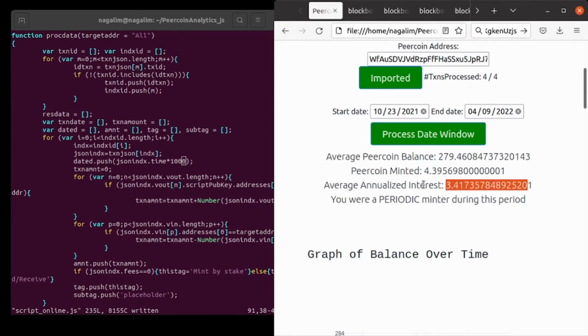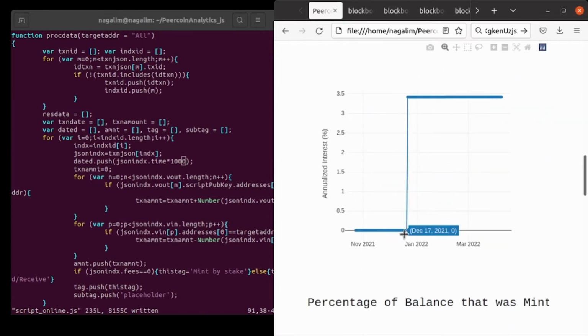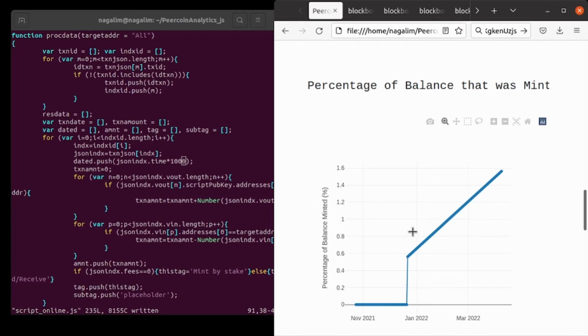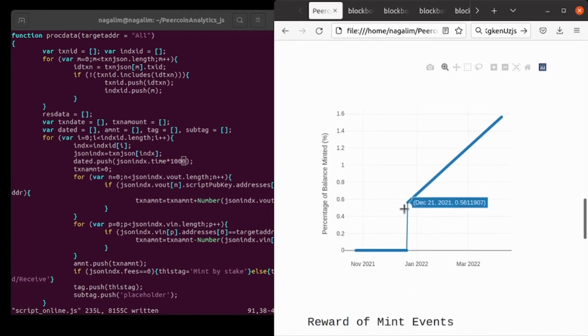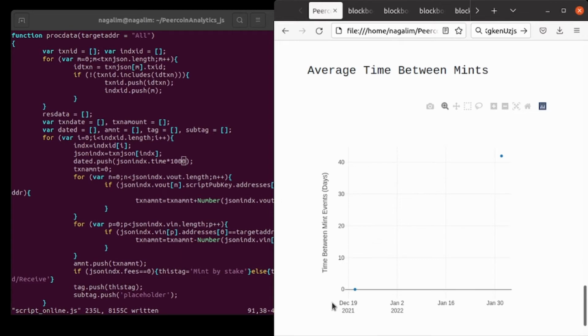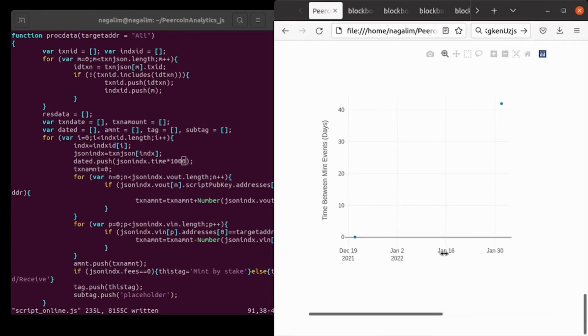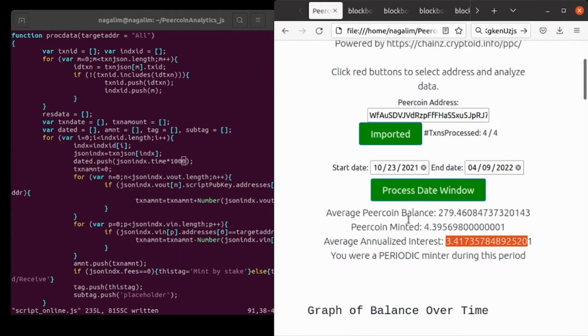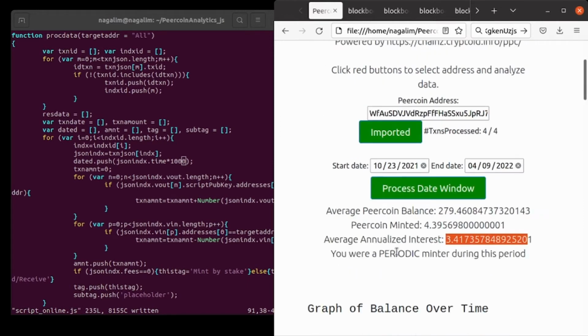Look at that, annualized interest. They started here, they've got some annualized interest. Their balance, the percentage of their balance that they minted, 1%, right? Here, they minted twice. This is how long it took them to mint. So good stuff. Basically, we're done. Ta-da! I know you thought it would take longer.